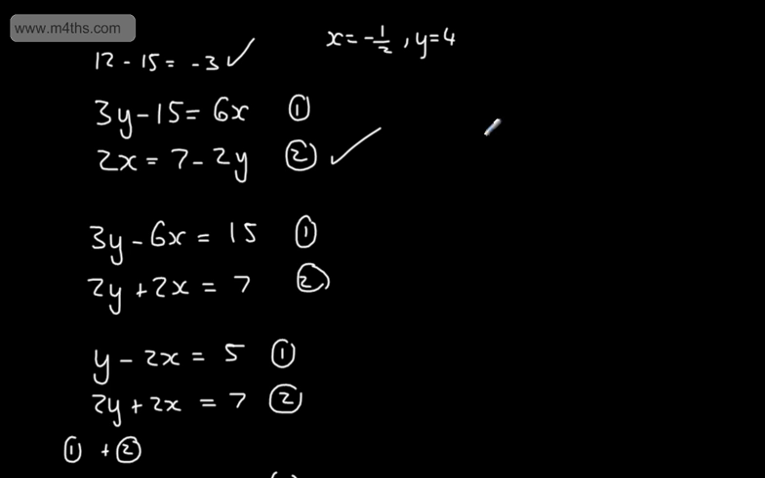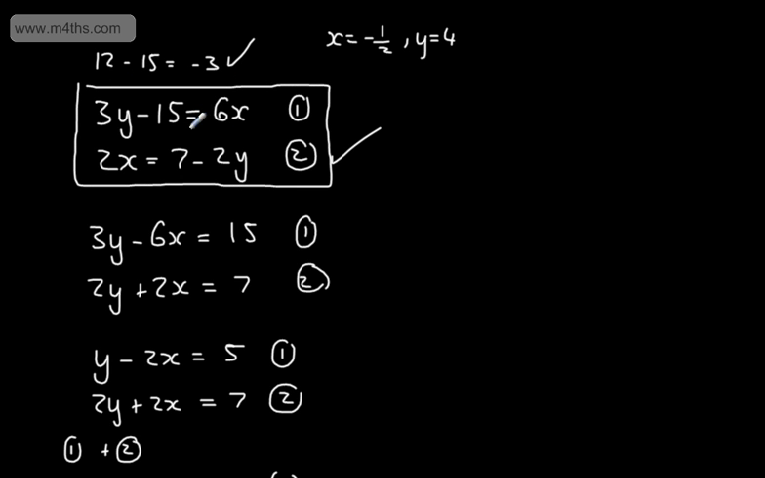Let's look at dealing with it a different way. If we pick it up at this stage right here, I've got some alternative approaches. What I could do right here now is simply divide the top one by that 3. So we'd have y minus 5 is equal to 2x. And then with this one now, we're going to have equation 2. I'm just going to write this slightly differently: 7 minus 2y is equal to 2x.